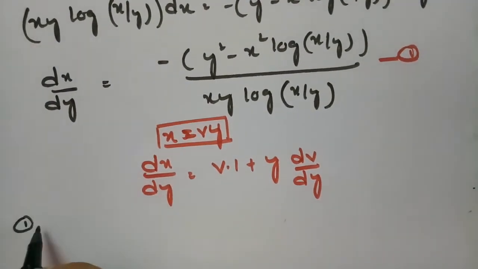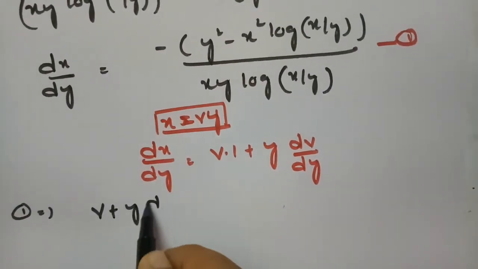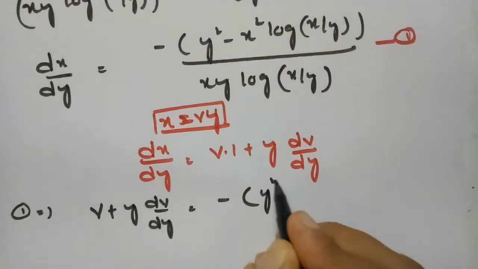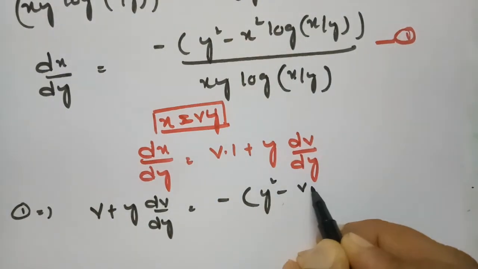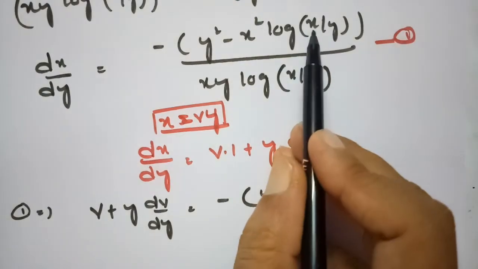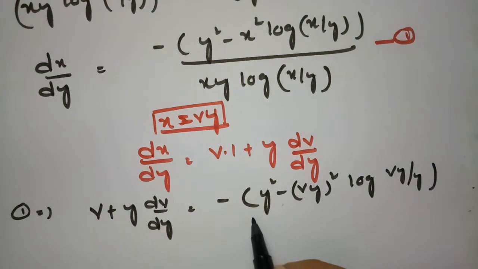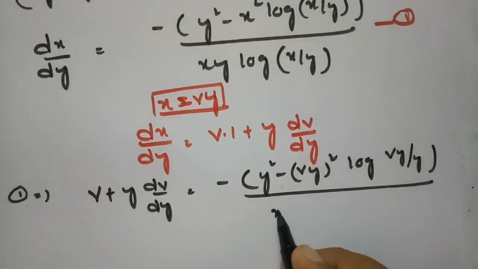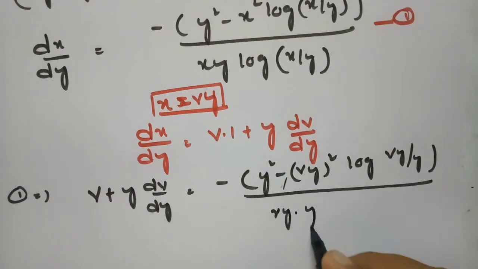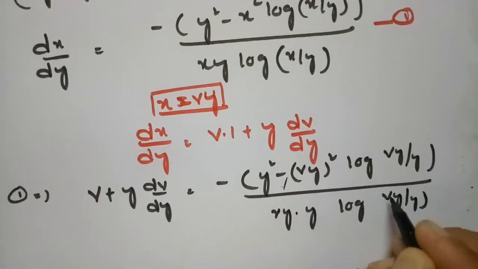And now I have to keep x is equal to vy and dx by dy is equal to this one. Now equation 1 will be transformed as dx by dy will be v plus y into dv by dy is equal to minus of y square. In place of x, if I write vy, this will be (vy) whole square, and log of, in place of x I have to keep vy, so this will be vy by y, divided by x. In place of x, what do I have to write? This is vy into y into log, in place of x again I have to write vy by y.